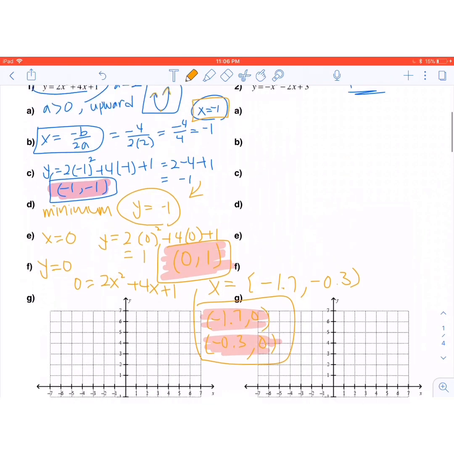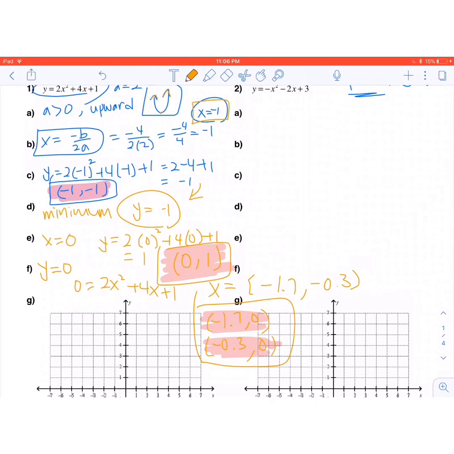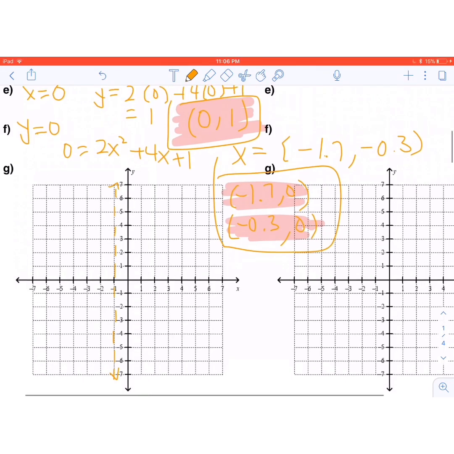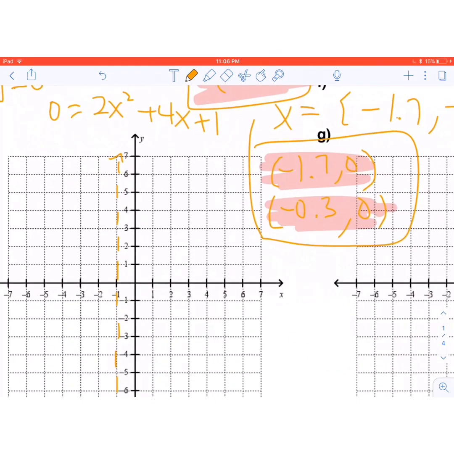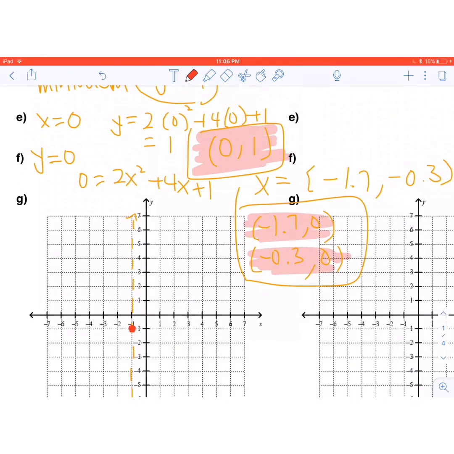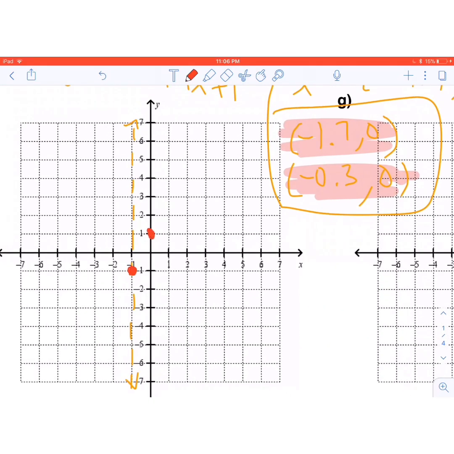So we found out in question B that our axis of symmetry is at x is equal to negative 1. So I'm going to draw that line first. By the way, it's an invisible line. It's just to indicate that that's where the midpoint or middle folding area is going to be. Then we found out the vertex is at negative 1, negative 1. Plot that point. And we know that the y-intercept is at 0, 1. We also found that the zeros are negative 1.7, 0 and negative 0.3, 0.